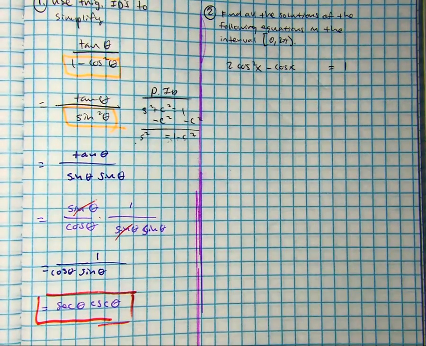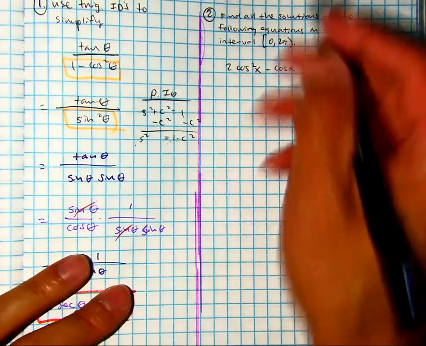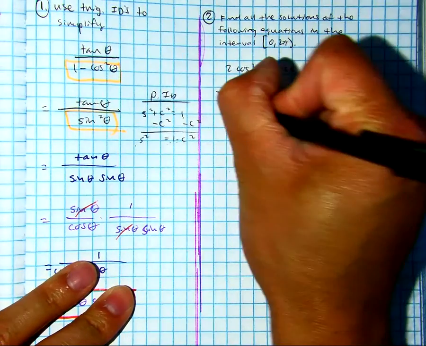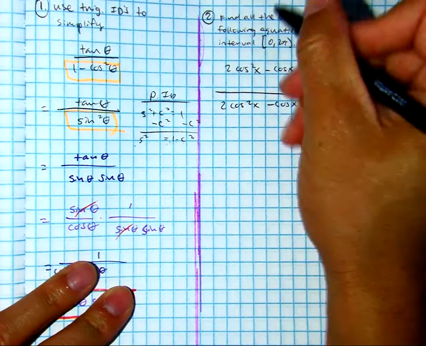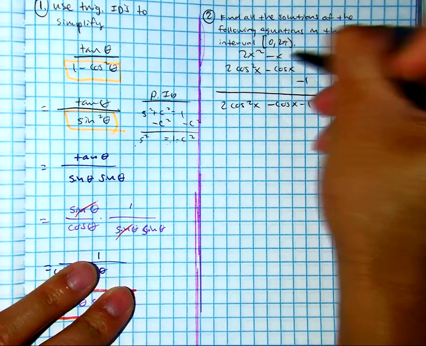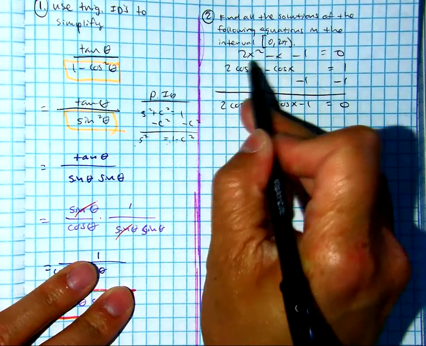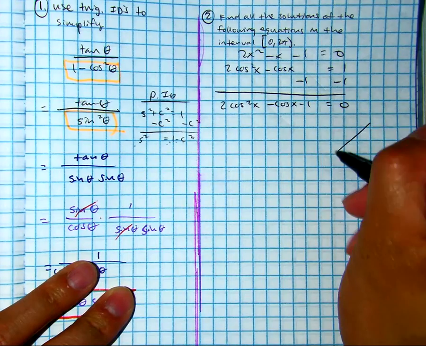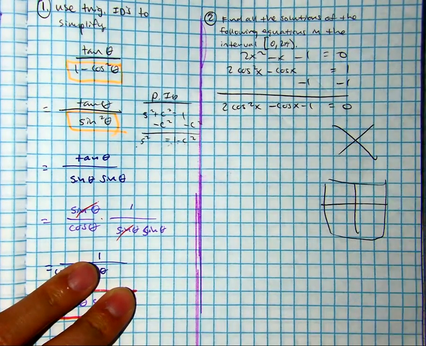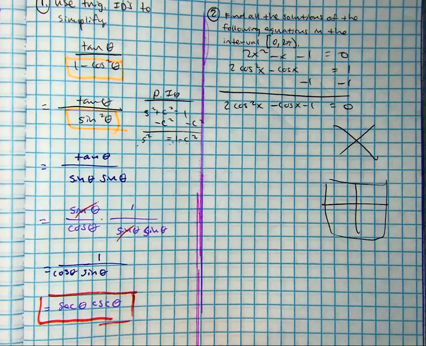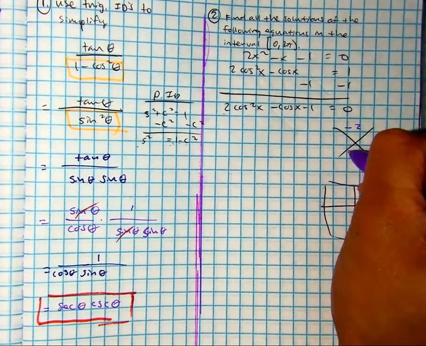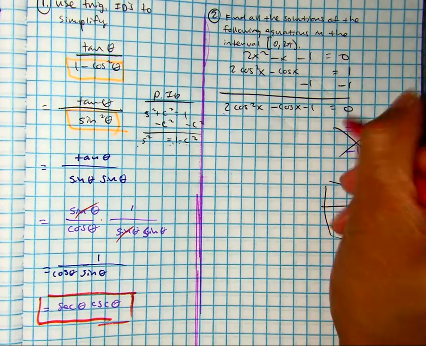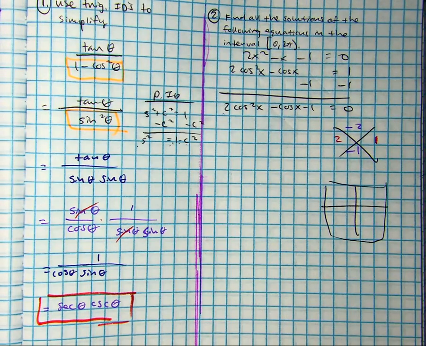Question number 2. Find all solutions of the following equations in the interval between 0 and 2 pi. If I subtract 1 from both sides, 2 cosine x minus cosine x minus 1 equals 0. Pretend the problem basically says 2x squared minus x minus 1 equals 0. For me, I'm going to use the x in the box method to factor. A times c is negative 2. B value is negative 1. My two numbers are 2 and 1. Which one's negative?